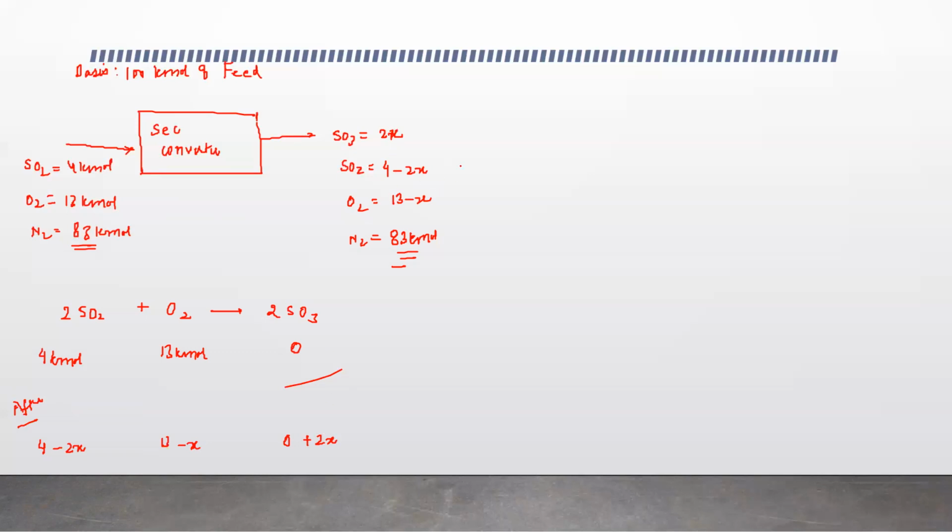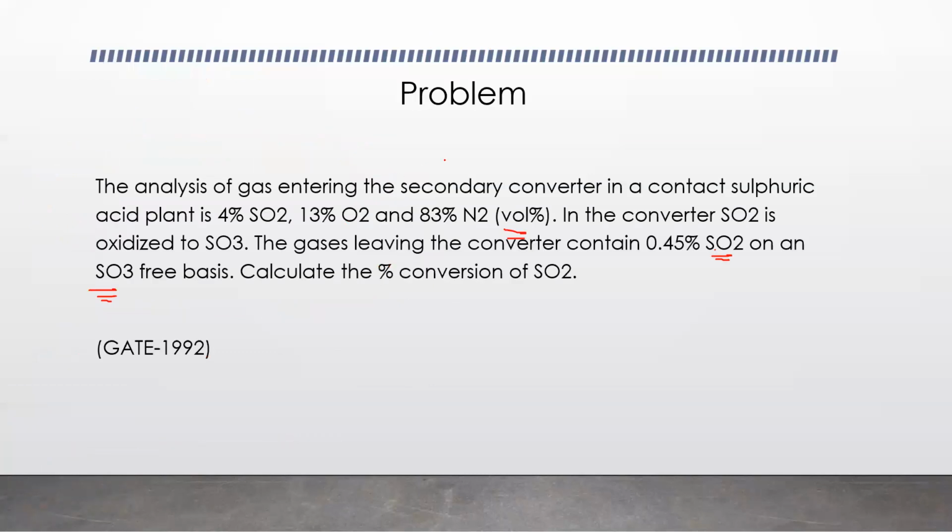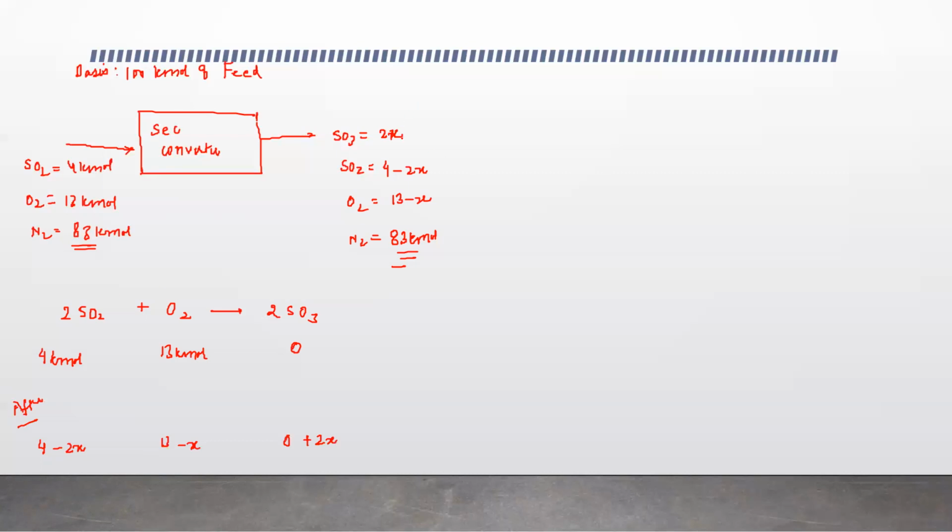So see, if you do a problem this way, you avoid fractions as much as possible, right? That way your calculations are going to be easier. Okay, so once we have this in hand, now we know that SO2 is 0.45% on an SO3 free basis. So if we leave out SO3, and consider all the rest, then 0.45% of that is SO2.